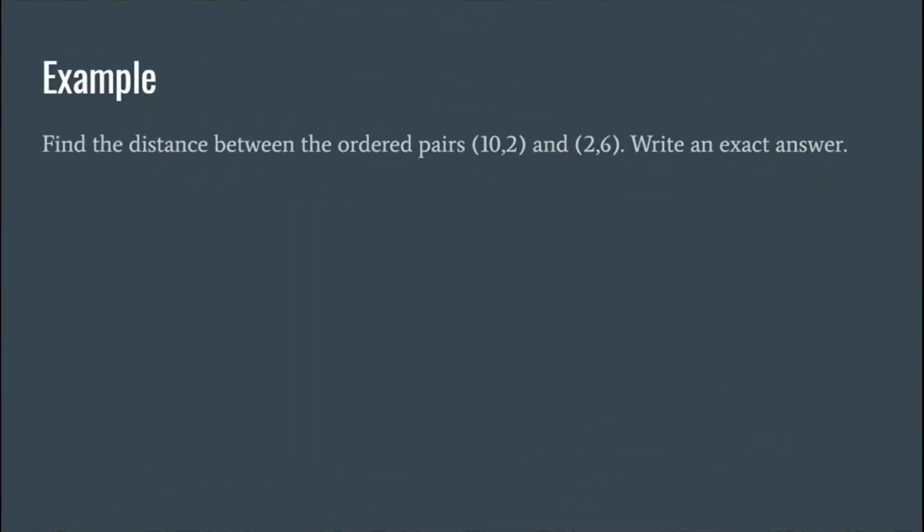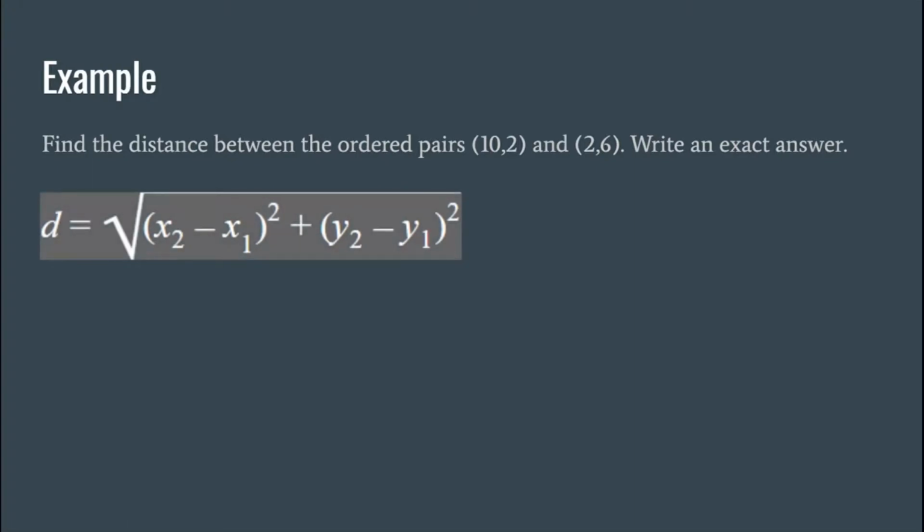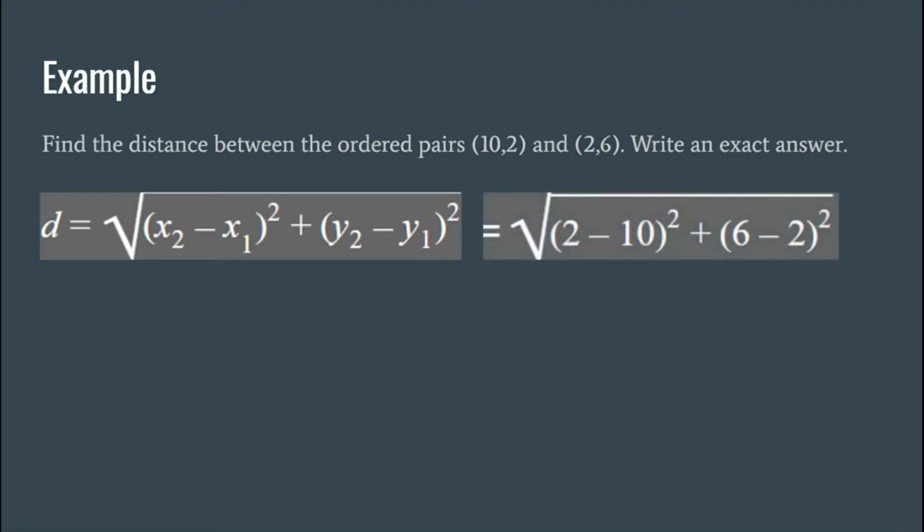So let's take a look at an example. We're going to find the distance between (10, -2) and (2, 6), and we're going to want to put this as an exact answer. Start off with the distance formula, and all we do is substitute in our x's and our y's. Since we're going to square everything anyway, it doesn't matter which order you put them in, as long as you put the x's with the x's and the y's with the y's.